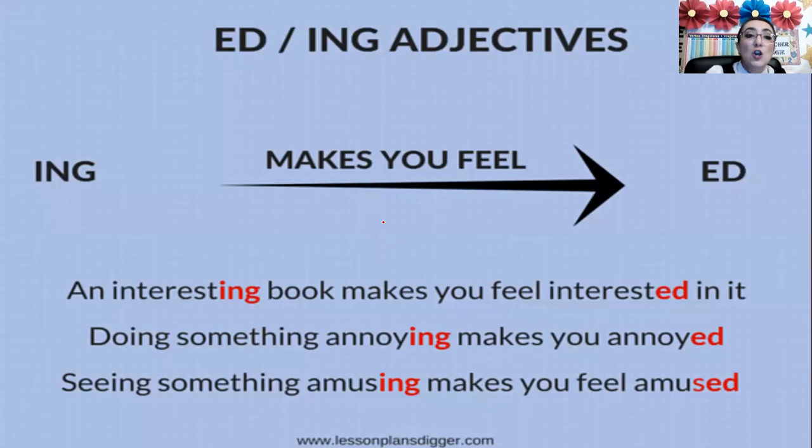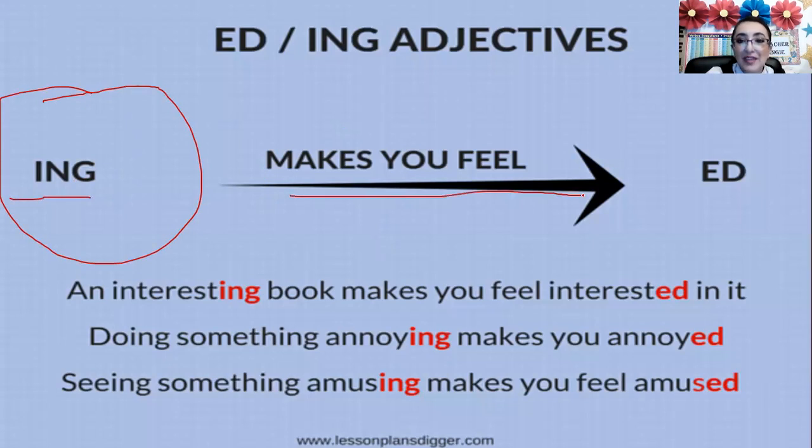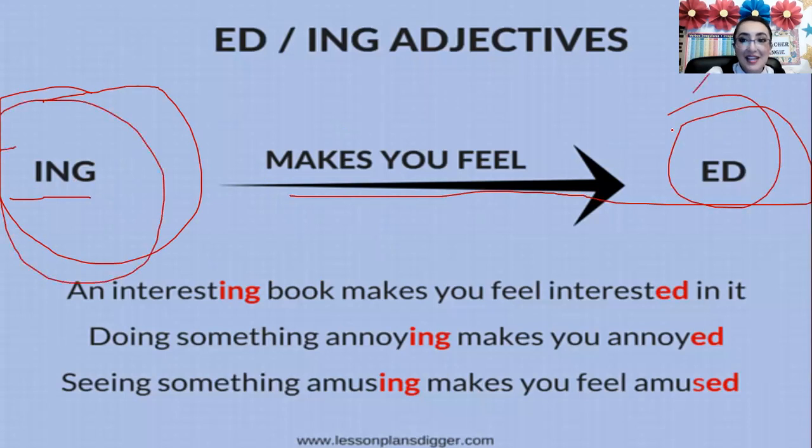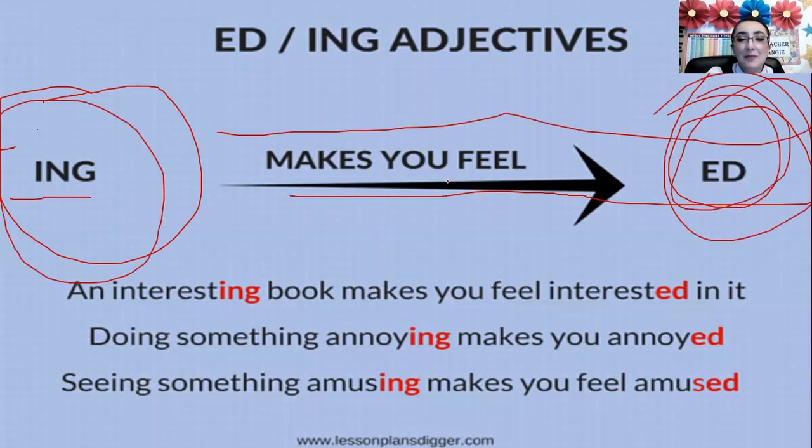Lo que hace este es cómo te hace sentir aquí. Es una causa y efecto. Si esto es aburrido, te hace sentir aburrido. If this is boring, it makes you feel bored. If this is exciting, it makes you feel excited. If this is interesting, it makes you feel interested.